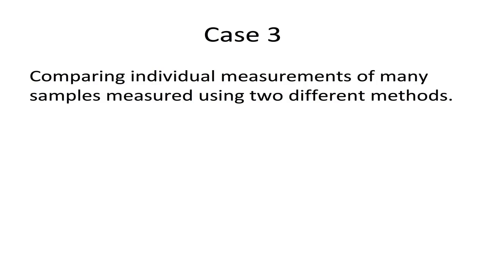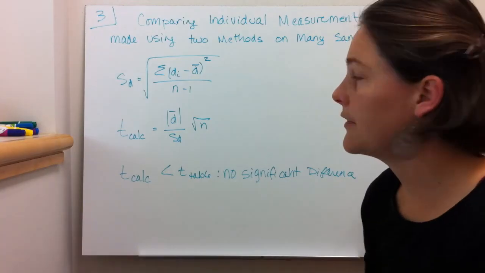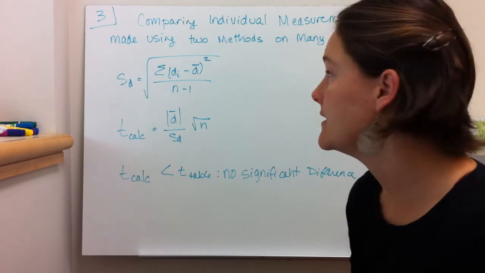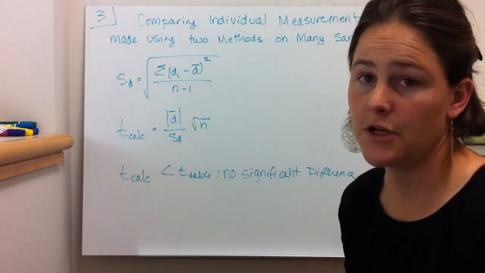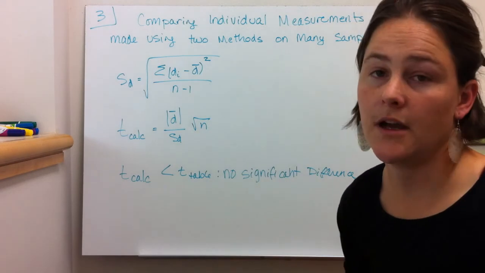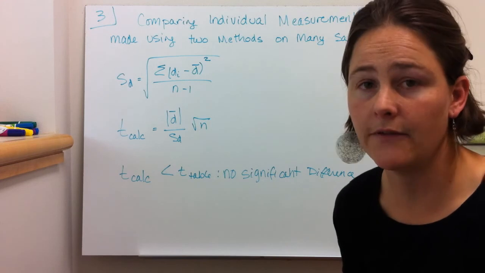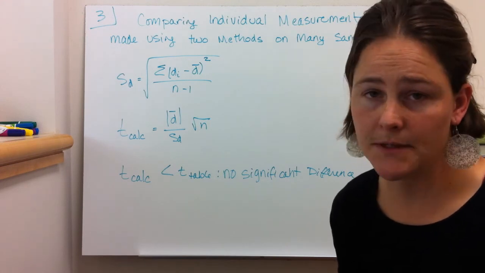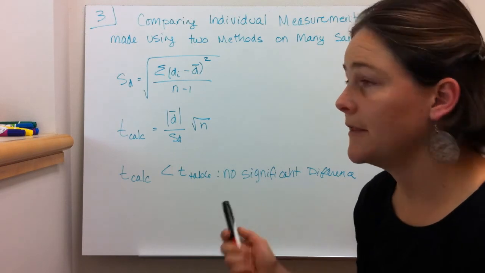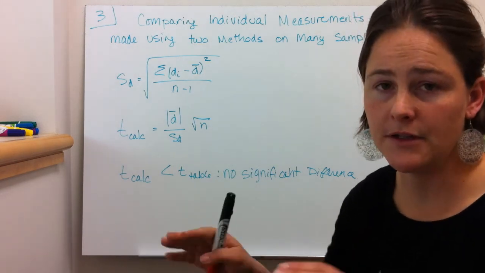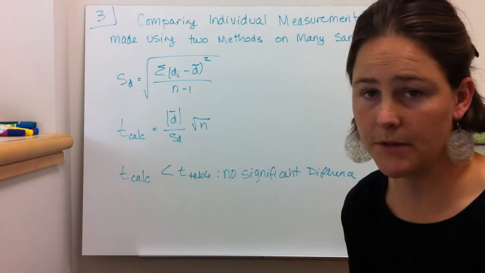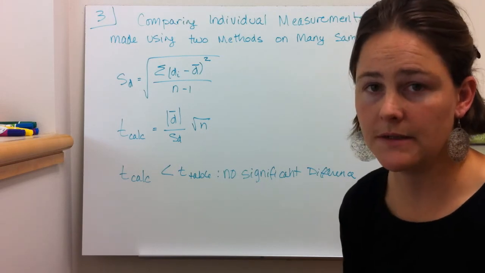And last but not least, case 3, comparing individual measurements of many samples measured by 2 different methods, but with each sample only being measured one time by each technique. So the third example that we're going to look at today is comparing individual measurements made using the 2 different methods on many samples. Say you have a ton of water samples that you want to get analyzed and you only have a finite budget. This type of stuff happens all the time. This is a method for being able to analyze each sample via 2 different methods only one time, so no replicate measurements.